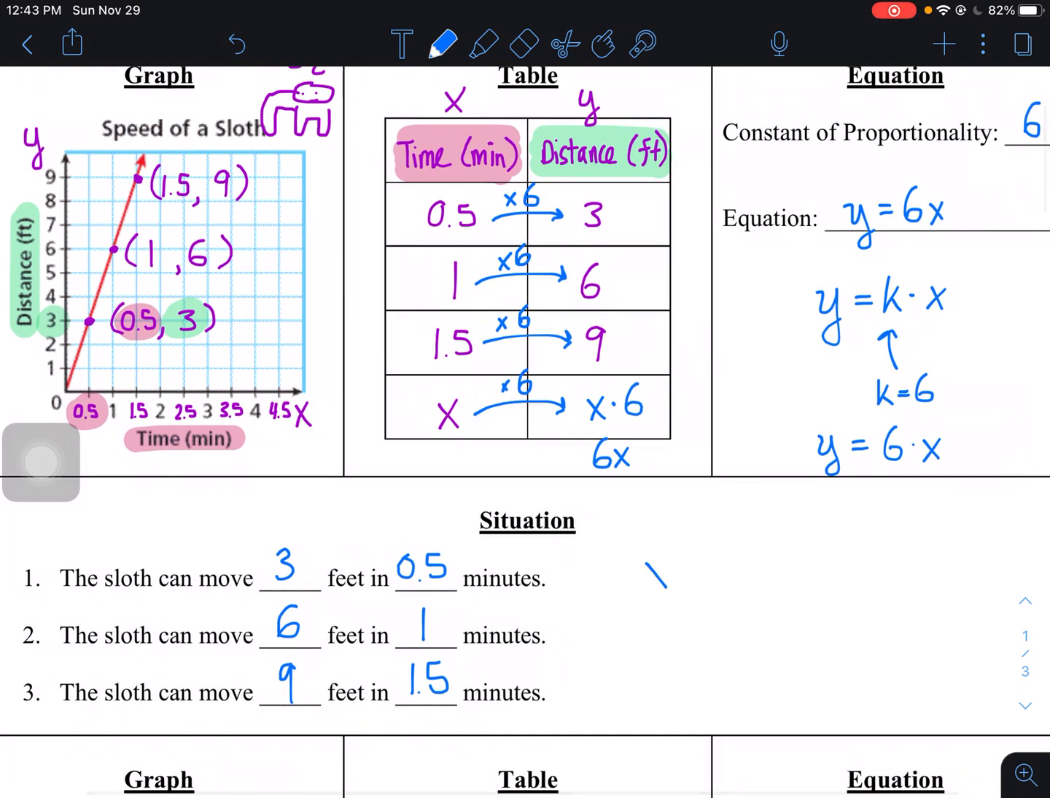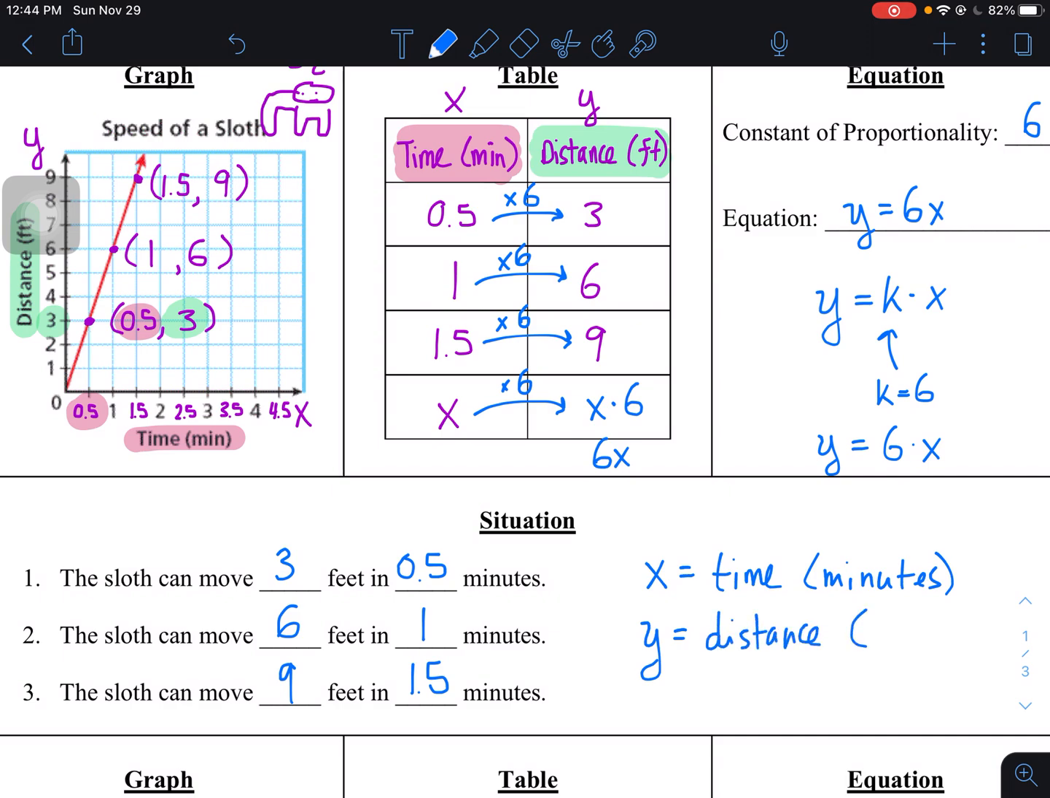And the last thing I'm going to write in our situation is just explaining what x and y in our equation represent. X represents time in minutes. Y represents distance in feet.